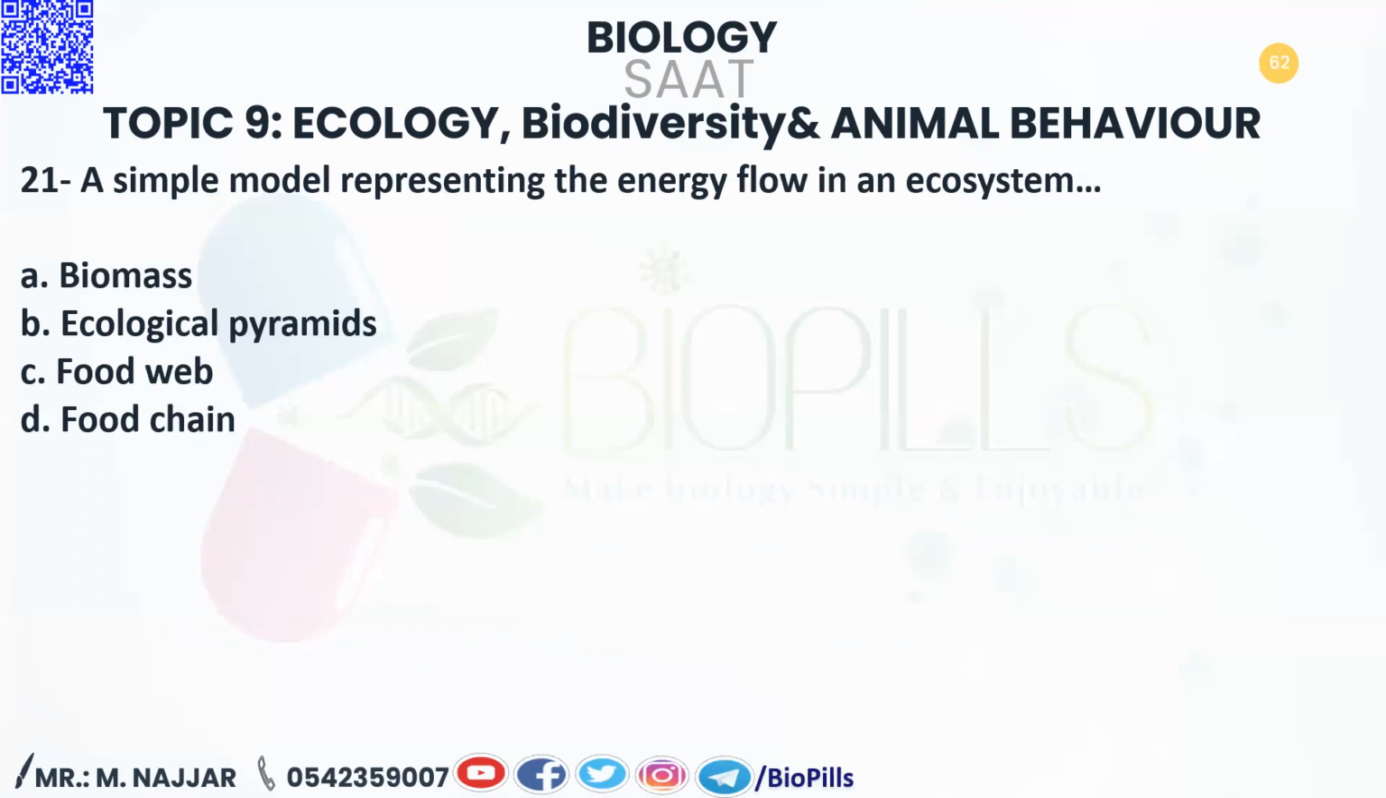Question number 21. A simple model representing the energy flow in an ecosystem. A, biomass. B, ecological pyramids. C, food web. D, food chain. Mentioned simple. The simple form is exactly the food chain. So the correct answer is D.